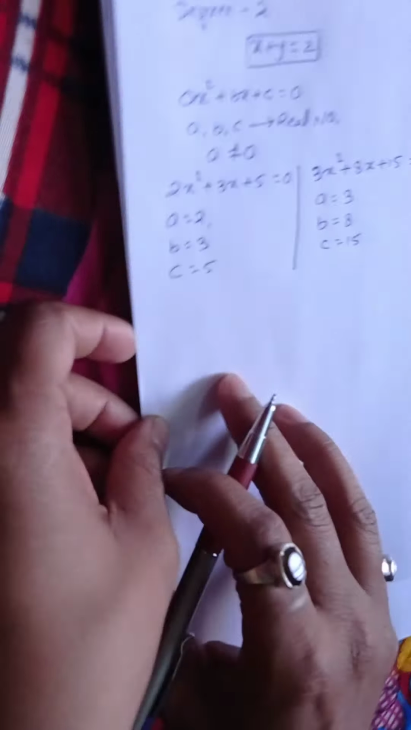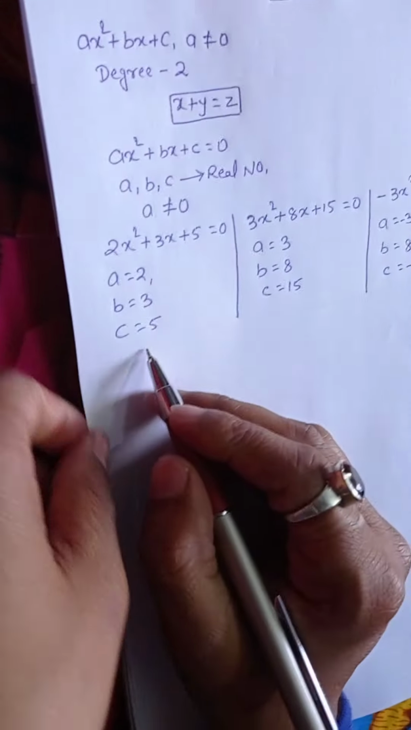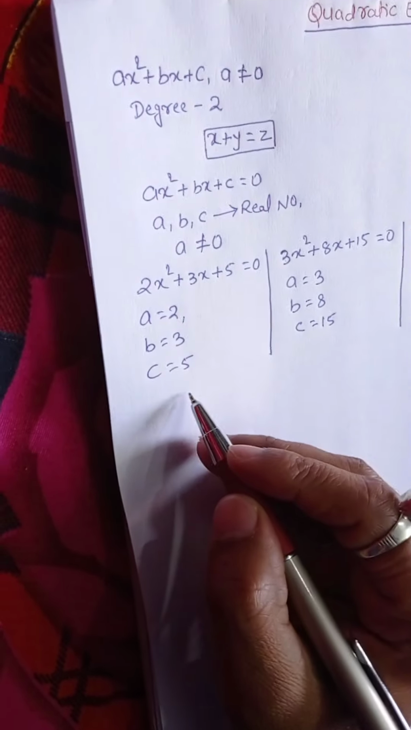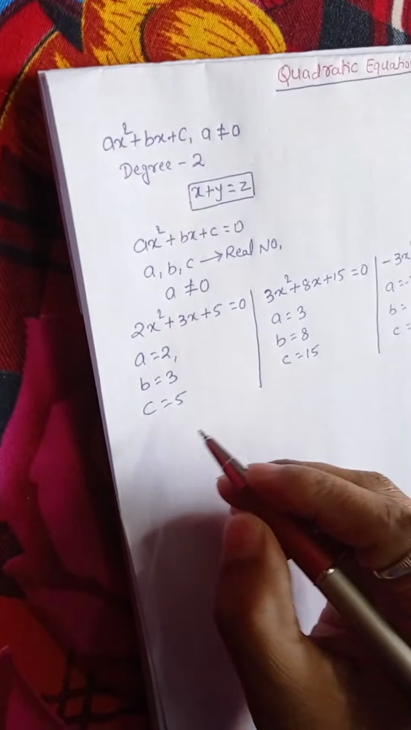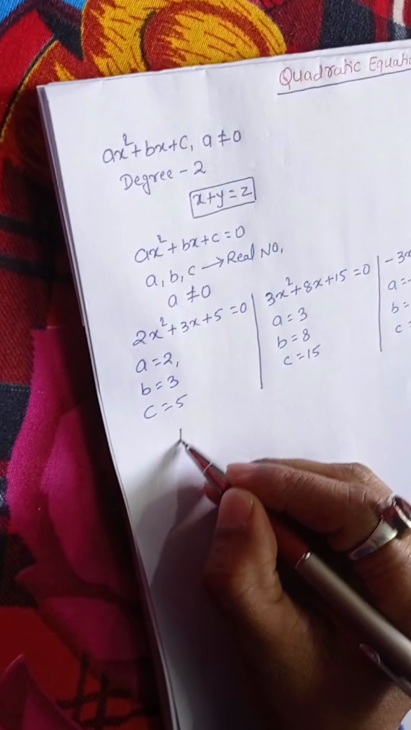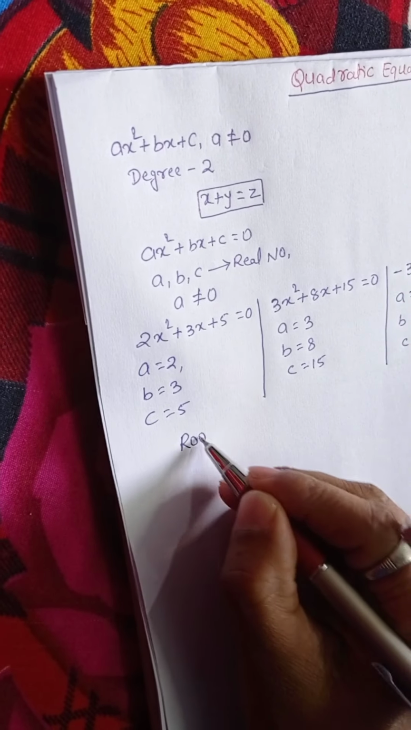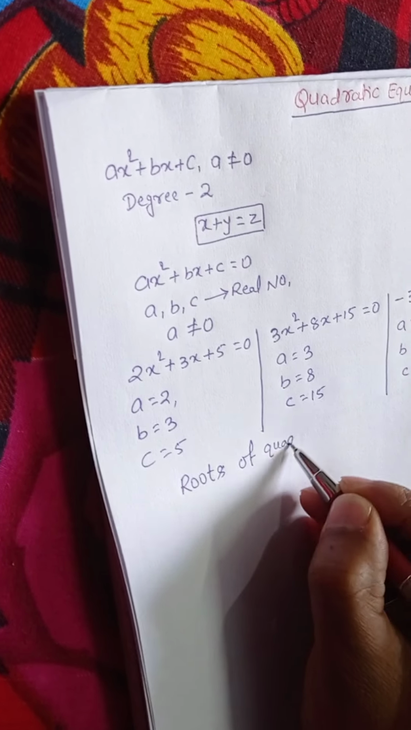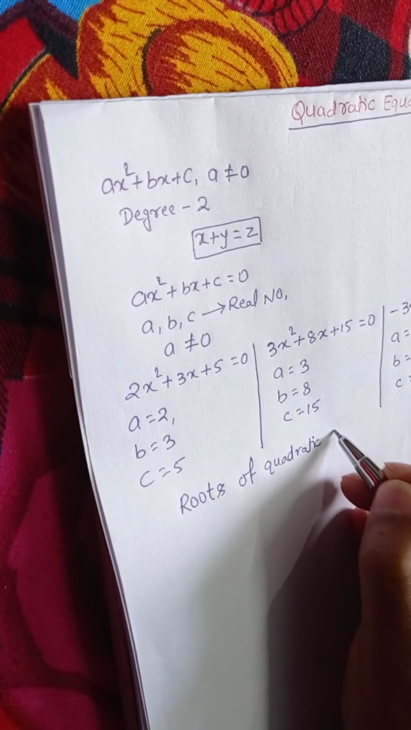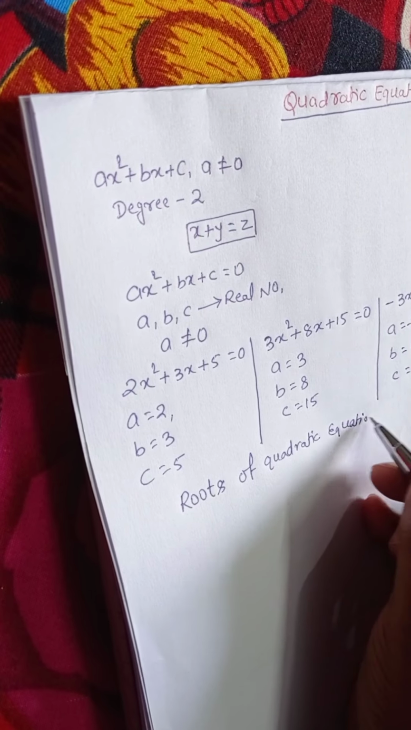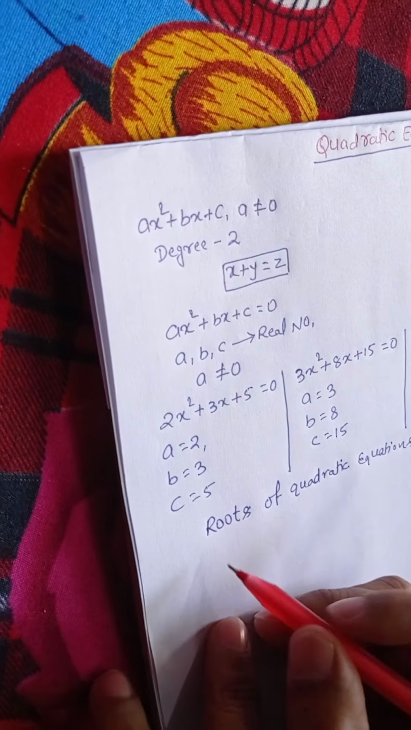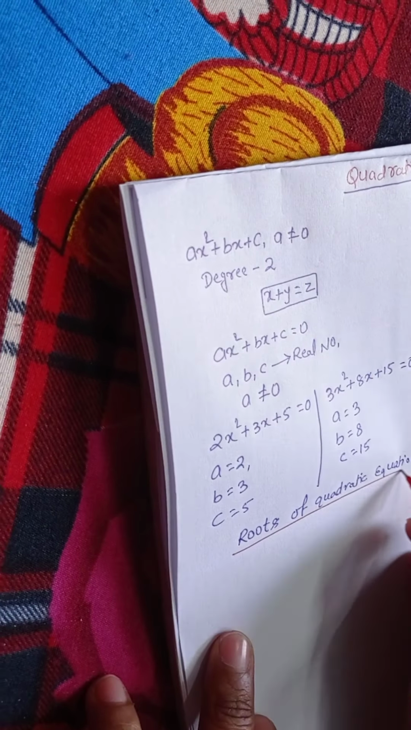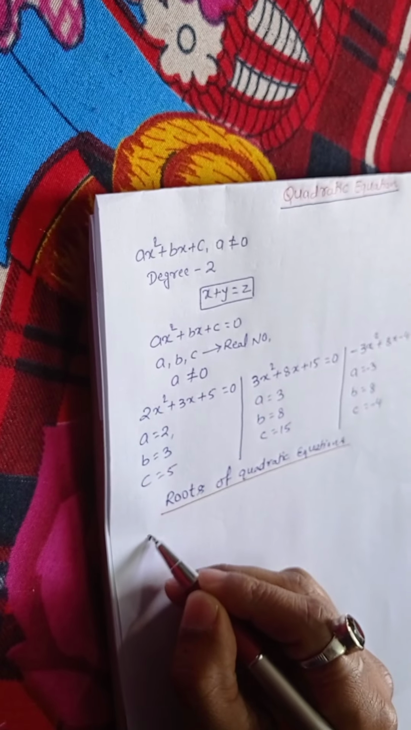Now this is the quadratic equation. As we all know, it has the power 2, it means degree 2, so it has two solutions, it means the roots of quadratic equation. Let's see the roots of quadratic equation. Here we know that it will have two roots because it has the power 2.